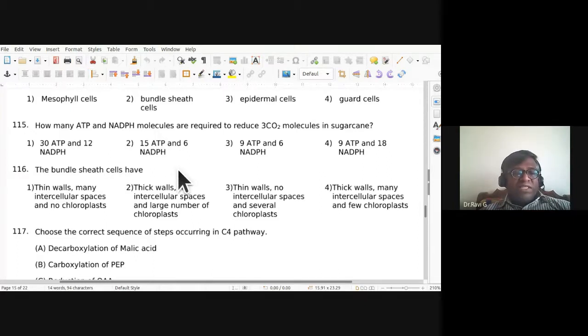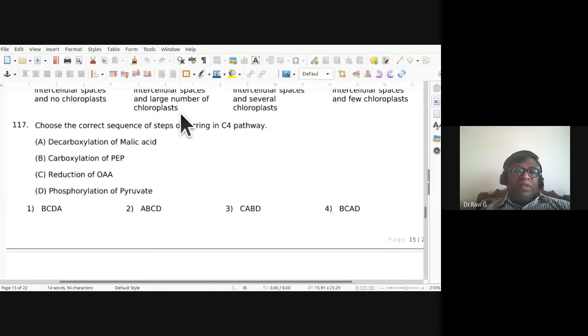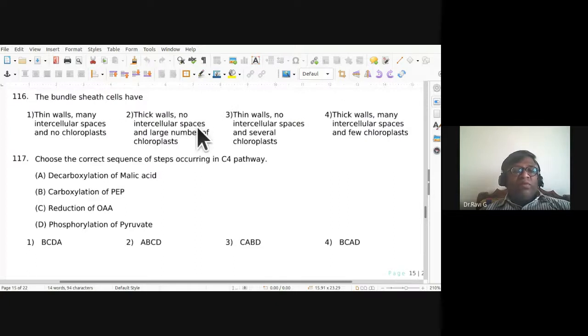The bundle sheath cells have: thin walls, many intercellular spaces, and no chloroplast; thick walls, no intercellular spaces, and large number of chloroplasts; thin walls, no intercellular spaces, and several chloroplasts; or thin walls, many intercellular spaces, and few chloroplasts. So what are the bundle sheath cells having? The 116th one, they are having thick walls without intercellular spaces and large number of chloroplasts. So the second one is the correct one.